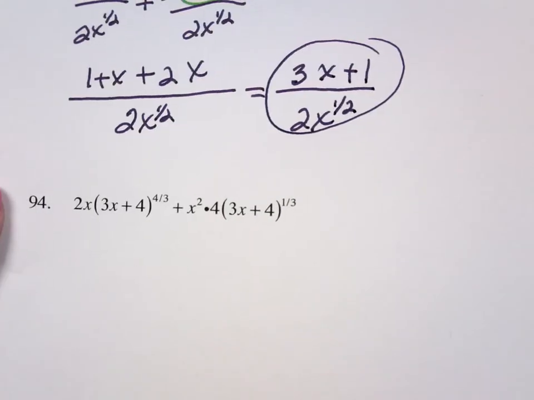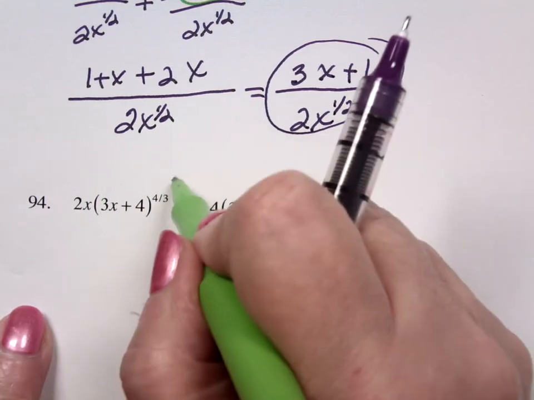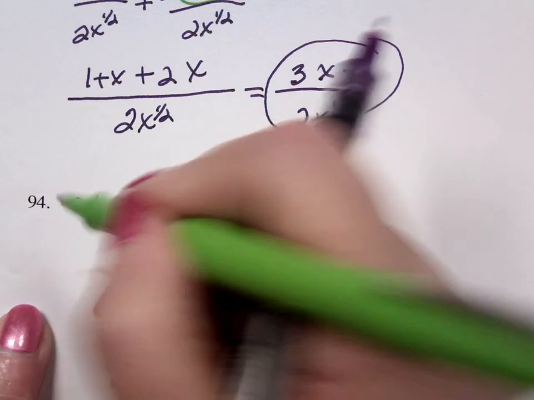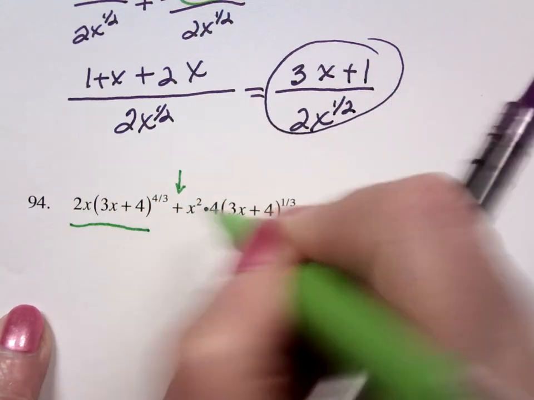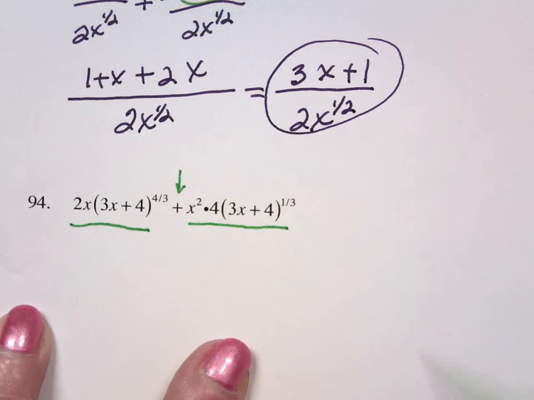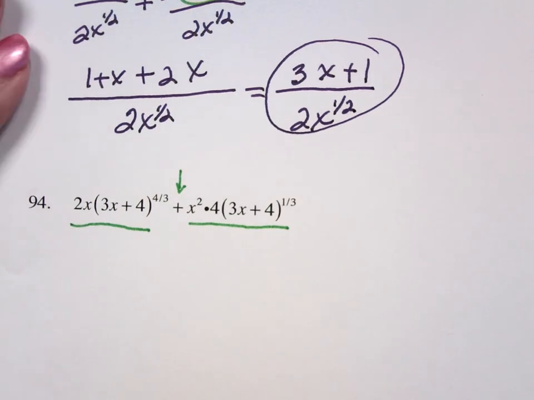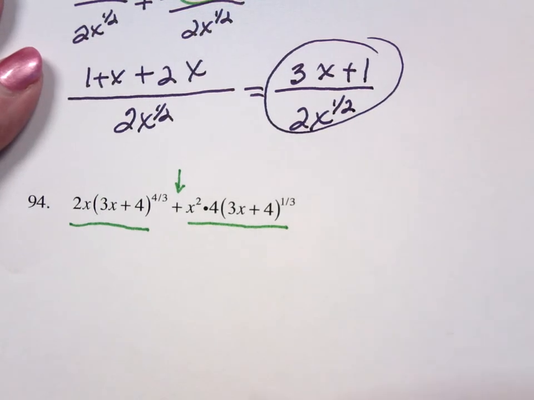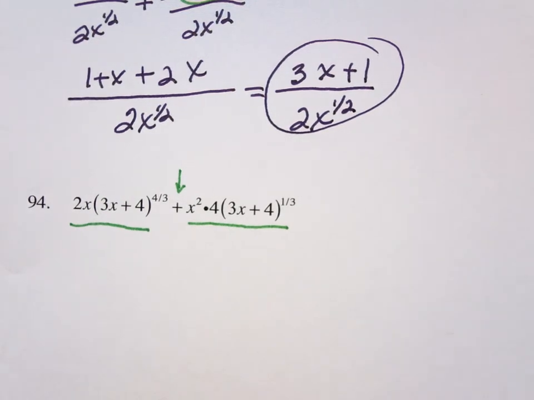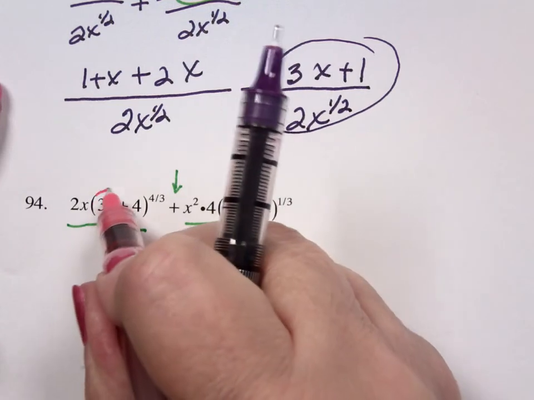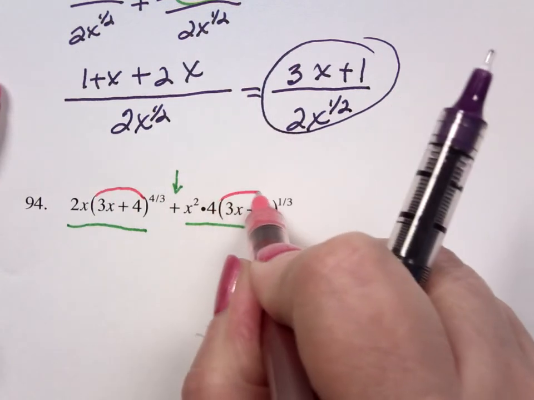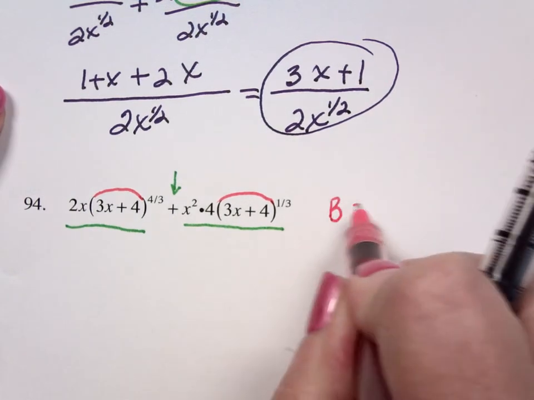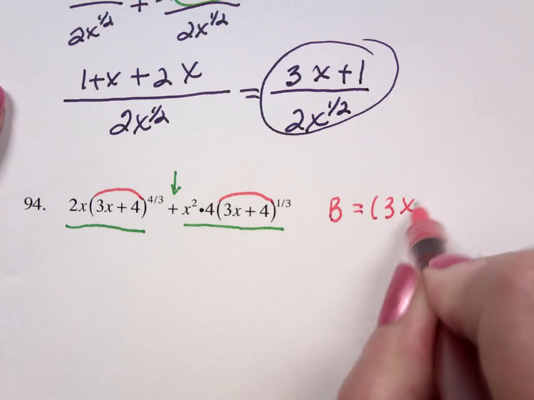In this particular instance, I have two terms. Remember, terms are separated by additions and subtractions. I have an addition, so there's the first term, there's the second term. So as I look at this, I have two blobs. Blob 1, blob 2, so I'm going to let blob be equal to 3x plus 4.